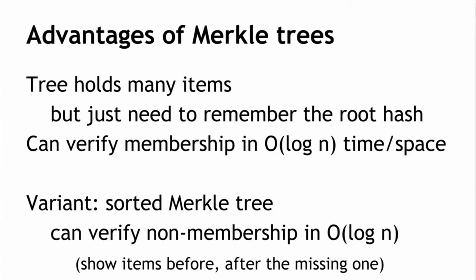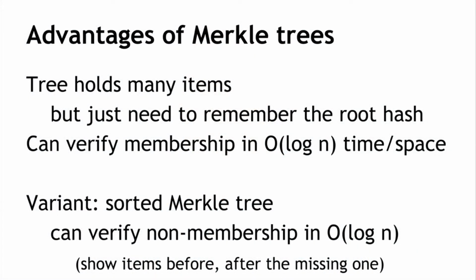Okay, so Merkle trees have various advantages. One advantage, of course, is the tree holds many items, but we just need to remember the one root hash, which is only 256 bits. We can verify membership in a Merkle tree in logarithmic time and logarithmic space. That's nice. And there's a variant, which is a sorted Merkle tree. That's just a Merkle tree where we take the blocks at the bottom and we sort them into some order, say alphabetical, lexicographic order, or numerical order, or some order that we agree on.